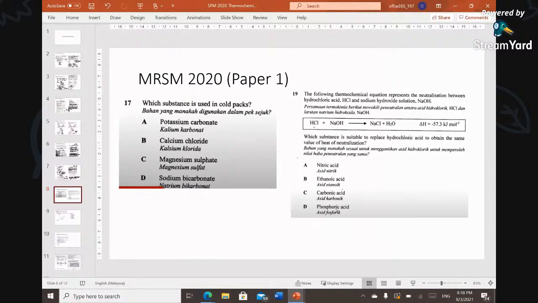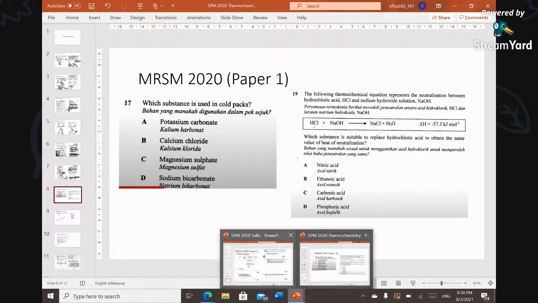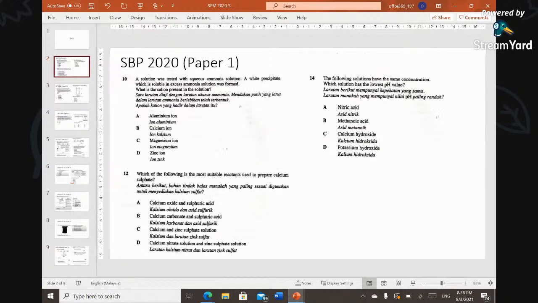So I think I will move on to salt, because some of you requested it. We will go through an SBP paper also, for salt. Let's look at the objective questions. Question number 10.